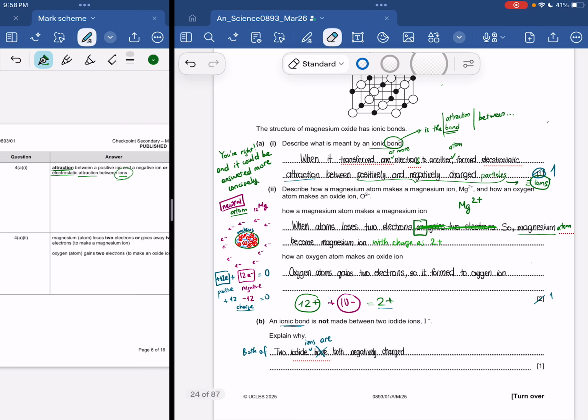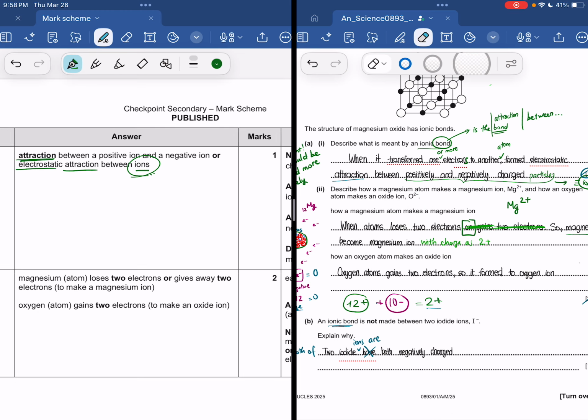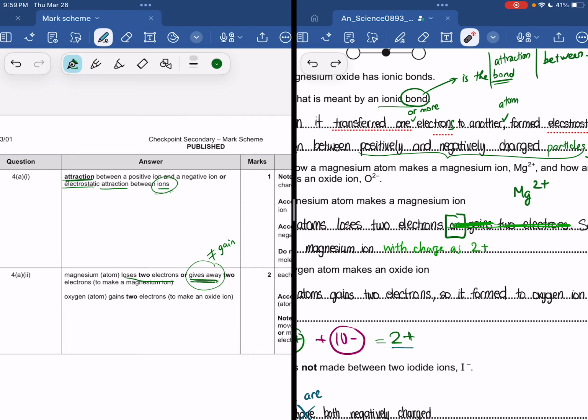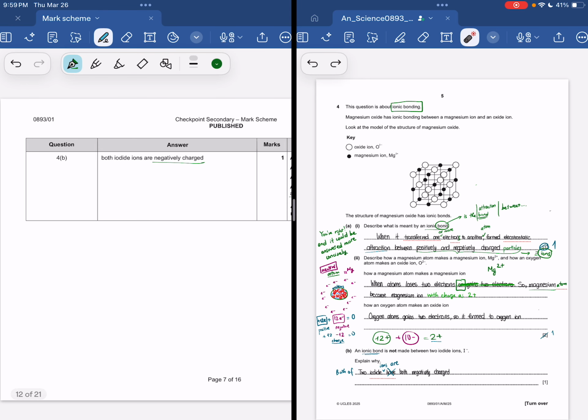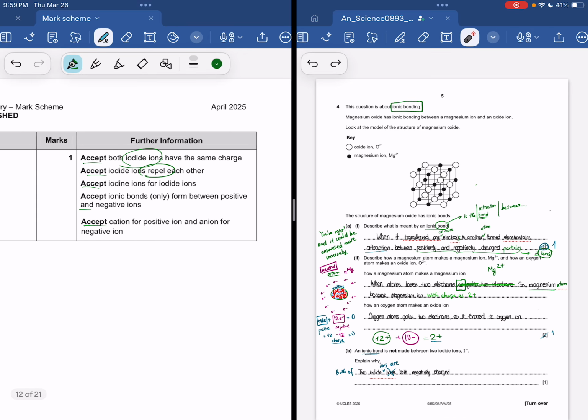And let's check the mark scheme. You can see here it mentions loses 2 electrons or giving away, okay. So this is giving away, not gain 2 electrons. Oops, sorry, be careful with your words. Not gain here, this is giving away. Giving is different from gaining, okay. One is losing and one is having more. And for the last question here, yes, just mention they are negatively charged. They use the to-be verb for that.